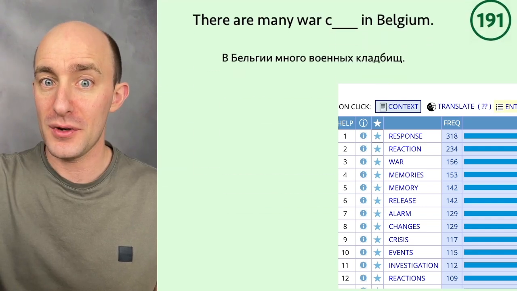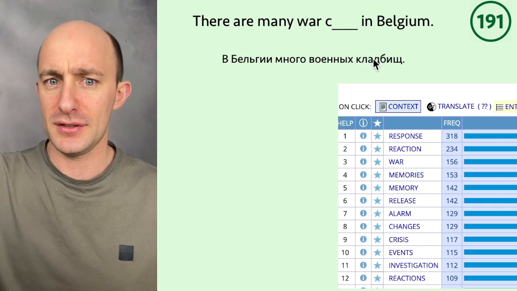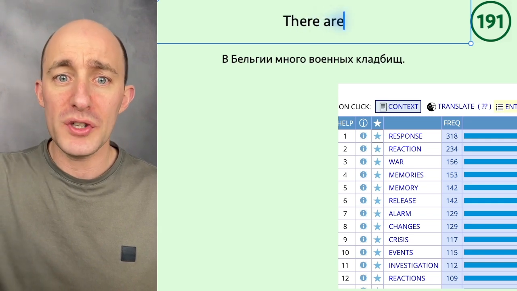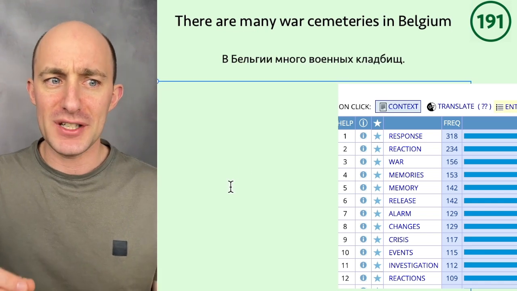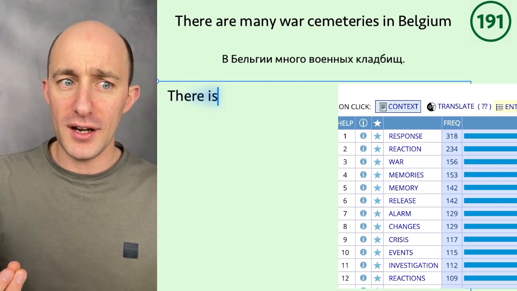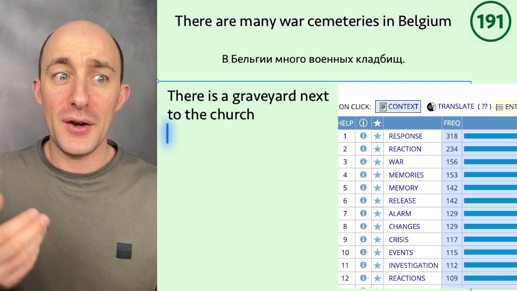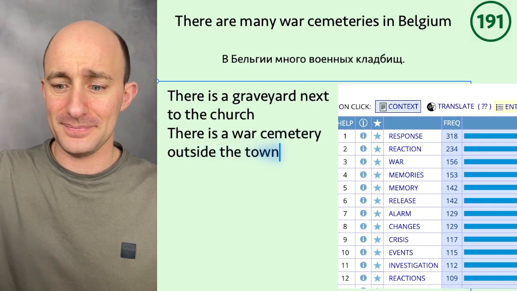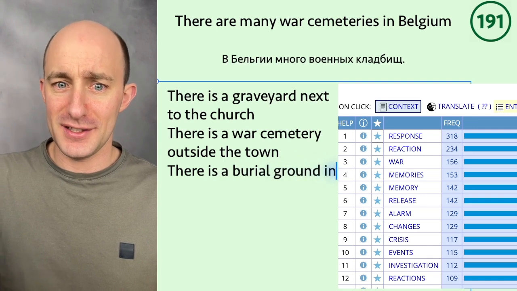Number 191. В Бельгии много военных кладбищ. Кладбища. There are many war cemeteries in Belgium. So this word cemeteries, there are 3 words for kladbische. There is a graveyard next to the church. There is a war cemetery outside the town. There is a burial ground in the forest.